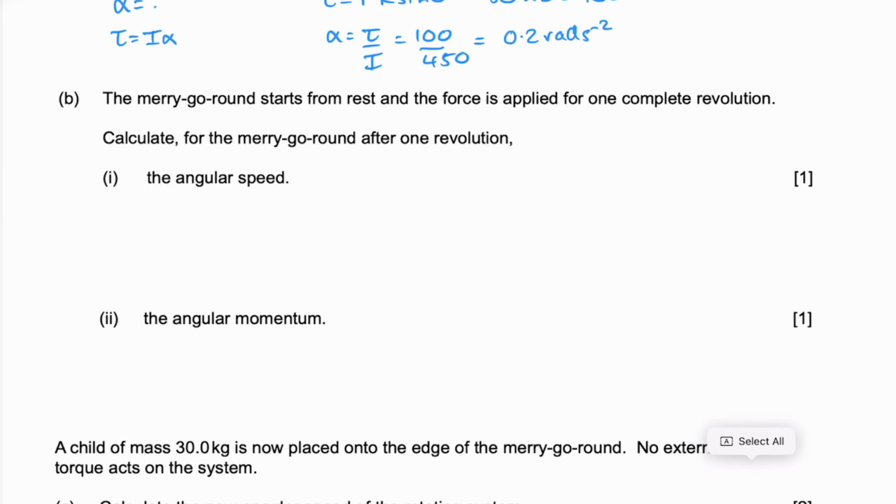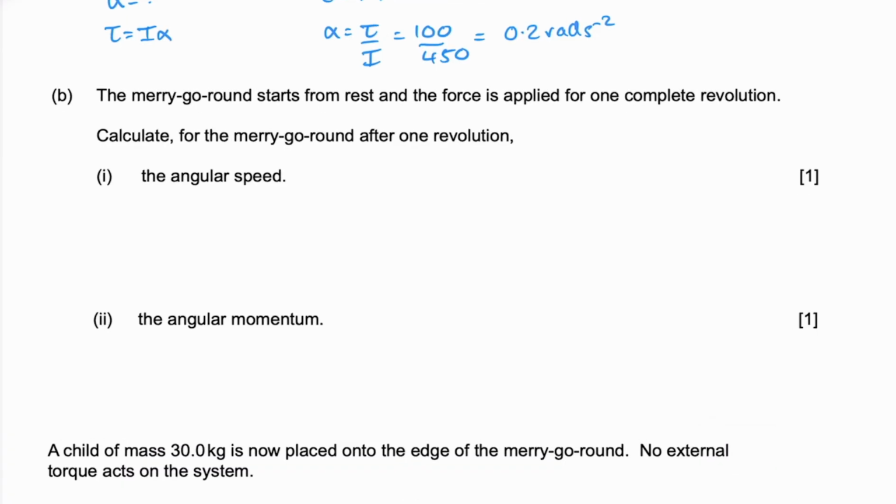B. The merry-go-round starts from rest and the force is applied for one complete revolution. Calculate the angular speed of the merry-go-round after one revolution. Now we're going to use the equations of motion because I'm seeing things like from rest, which is the initial angular speed, and one complete revolution, which means that this is 2 pi, and we've also got angular acceleration. So theta equals 2 pi, omega i equals 0, omega f is what I want to know, alpha equals 0.2, and time, not too fussed about.